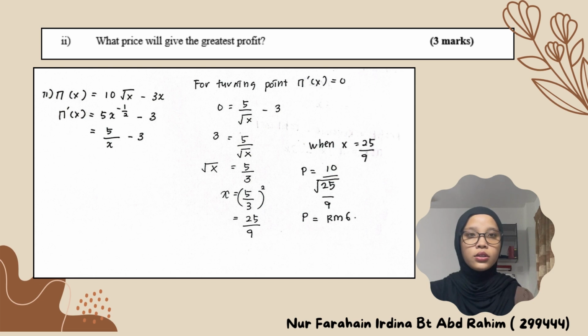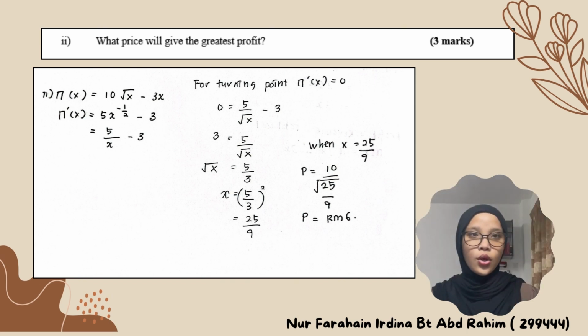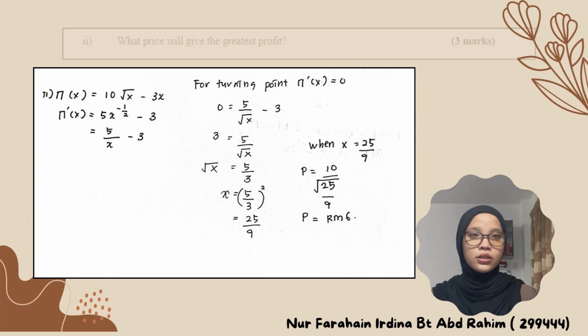The square root, we move to the left side, so we get a square. So x equals 5 over 3 squared. The last answer is x equals 25 divided by 9. When we get x equals 25 over 9, we need to substitute the value of x into the price equation. The equation is p equals 10 divided by the square root of 25 over 9. So we get the last answer, which is RM6.